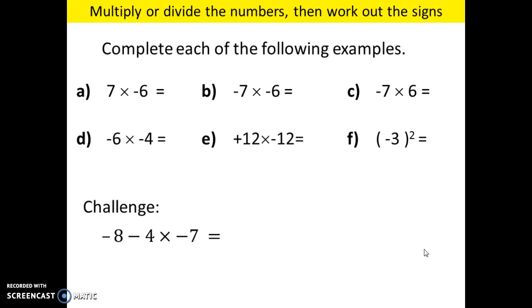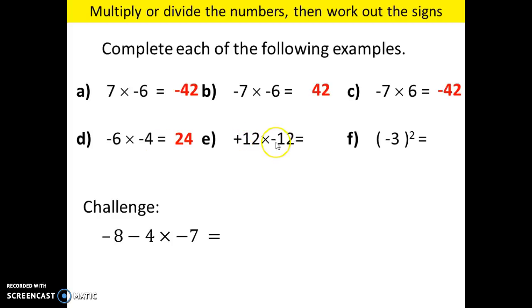So looking at some examples here, every time you do these, you just work out your multiplication and then you decide on what sign it will be. So the first one, we're going 7 6s are 42, and then positive times a negative will give you a negative. So the same multiplication here, just we've got a negative times a negative, which will give us a positive 42. Here the first one's negative, the second one's positive, so it gives us negative 42. Here, 6 times 4 is 24, negative times a negative is positive 24.